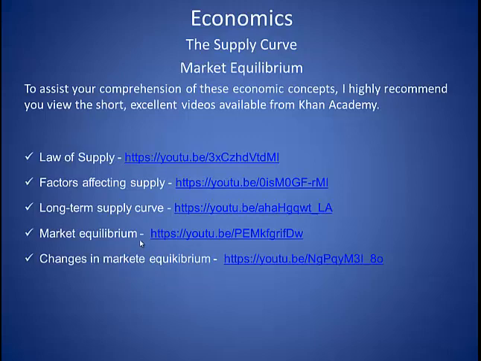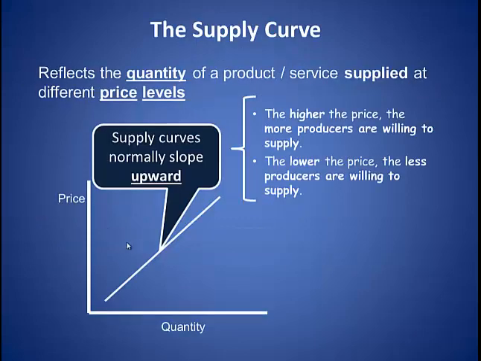Let's take a look at the first slide. And what we see now is what we call a simple supply curve. A supply curve reflects the quantity of a product or service supplied at different price levels. So here, if we take a look, we have a vertical axis called price. We have a horizontal axis called quantity. And then we have a line. In this case, the line slopes upward.